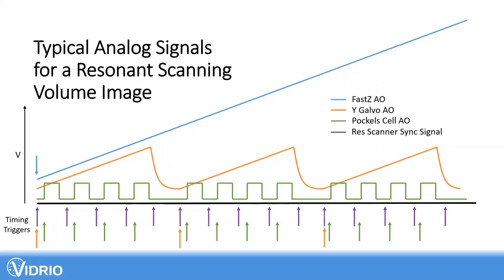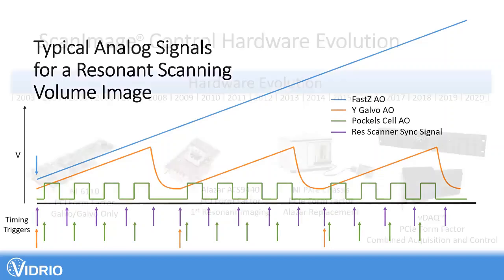And then of course you have to keep that in sync with the resonant scanner, which maybe doesn't always show up at the same time every time. It's not as deterministic. So this gives you an example of the kinds of timings you have to be aware of and the types of analog signals you're going to have to send out to control devices. This is a relatively simple one, but it's a standard approach.